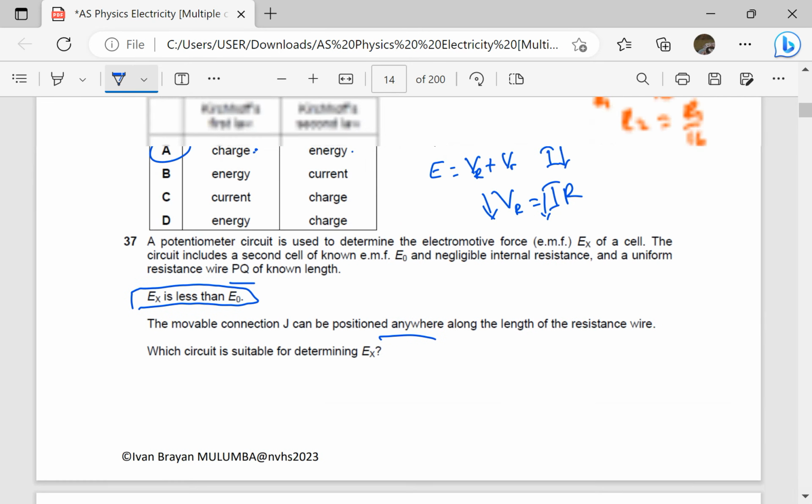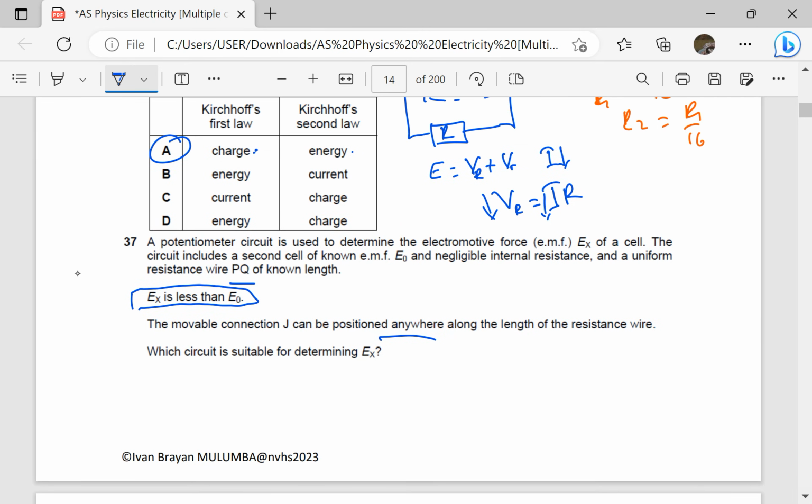We are determining EX. The circuit includes a second cell of known e.m.f. E0. But they are saying EX is less than E0. That means E0 is going to be the driver cell. Therefore, we can't connect the galvanometer, which is going to give us a zero reading, to E0. Otherwise, we may never get balance if we put the galvanometer with E0.